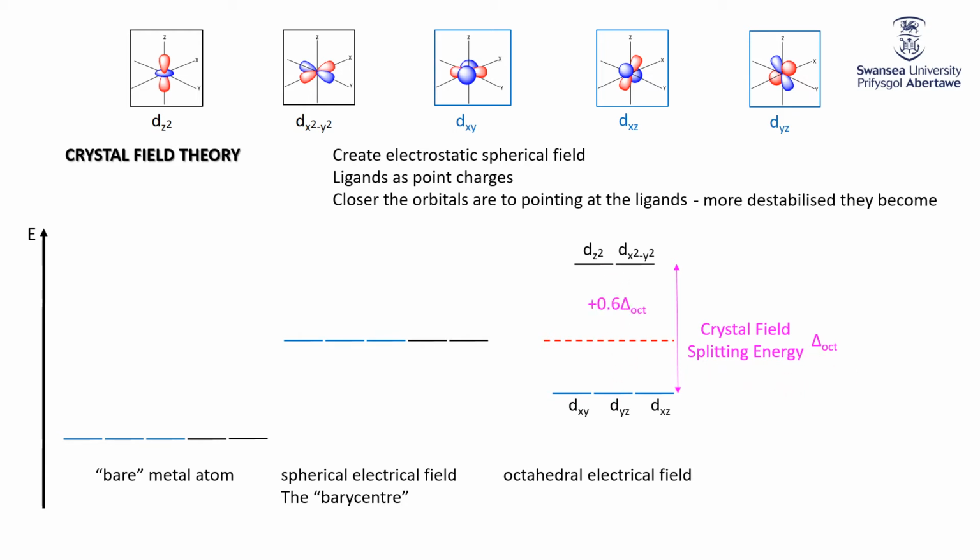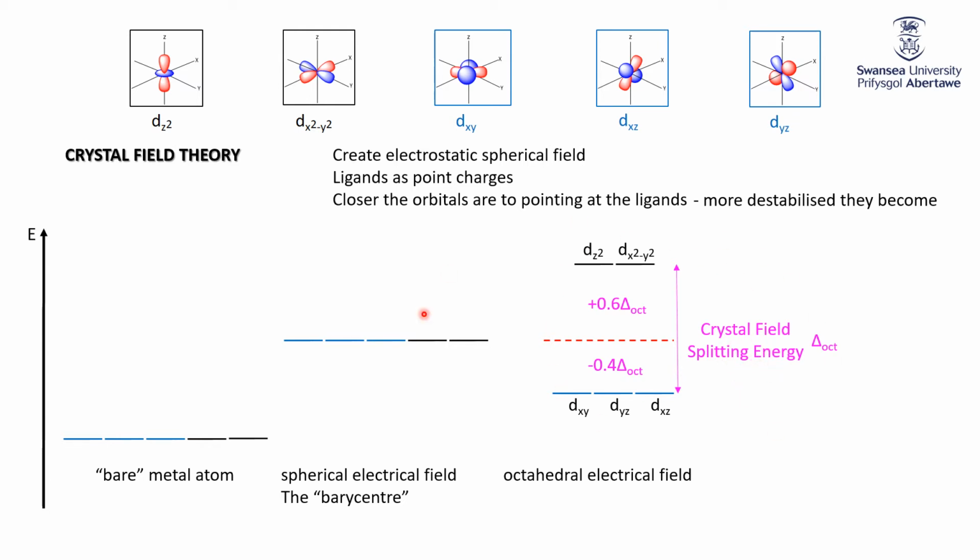And these split in a predictable fashion. The 2 destabilized ones go up by 0.6 of that split. The 3 stabilized ones go down by 0.4 of that split. Now, you're not going to worry too much about 0.4 and 0.6 right now. There is an extension video going into more detail about crystal field splitting energy, or CFSE for short.